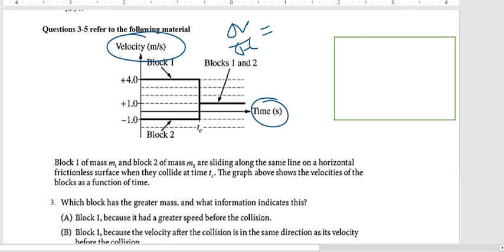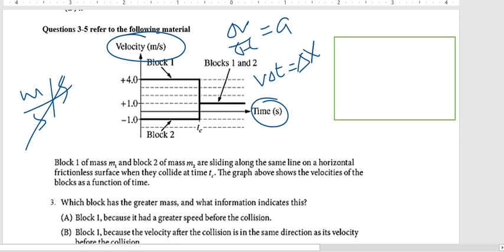So slope is rise over run. That would be velocity over time, which is acceleration. You also look at area. So velocity times change in time would be meters per second times seconds. That is displacement. So that might be useful to know.